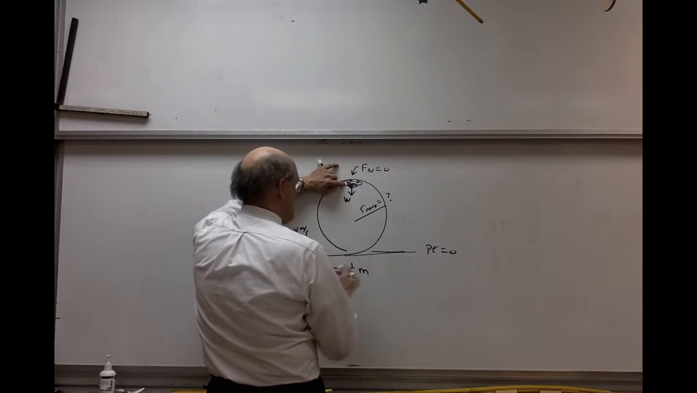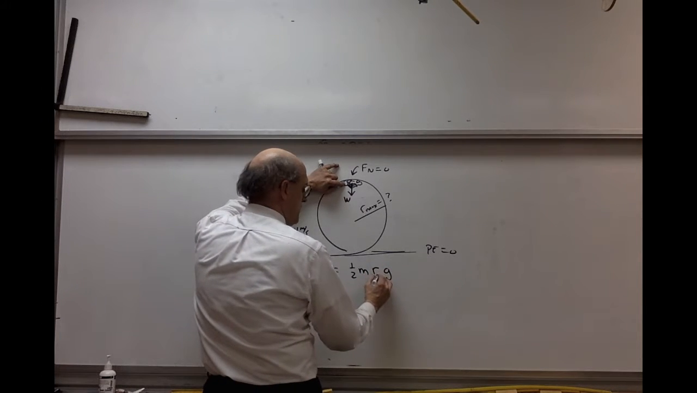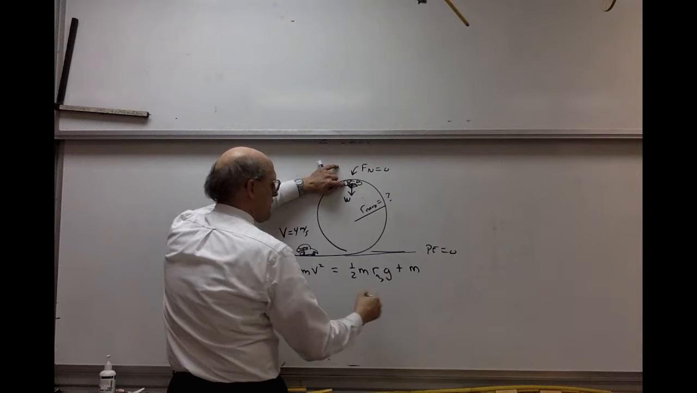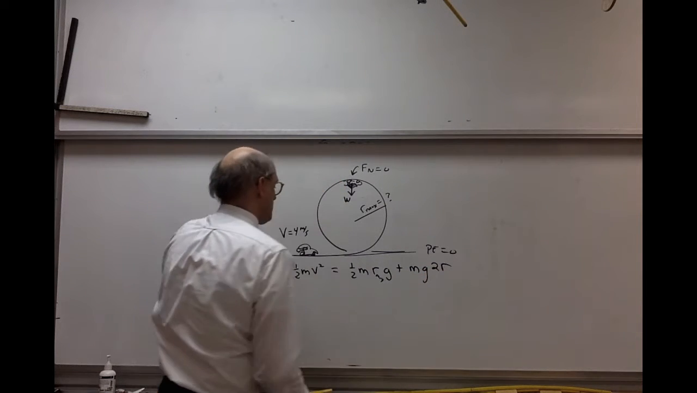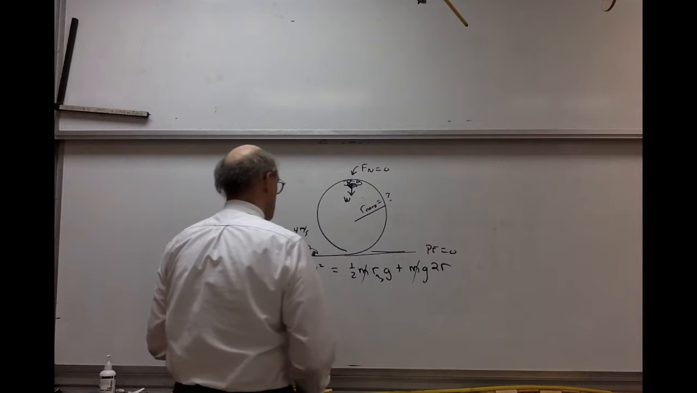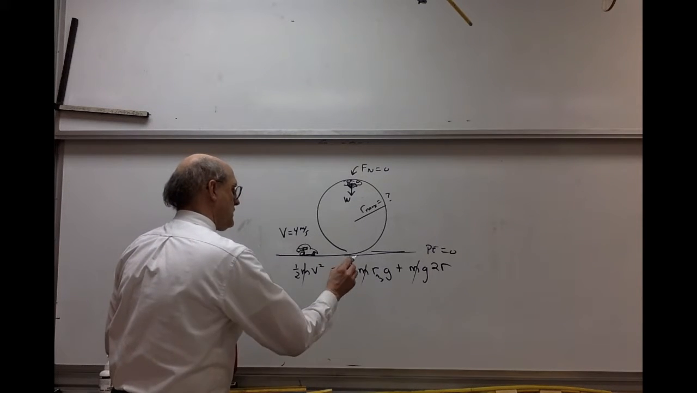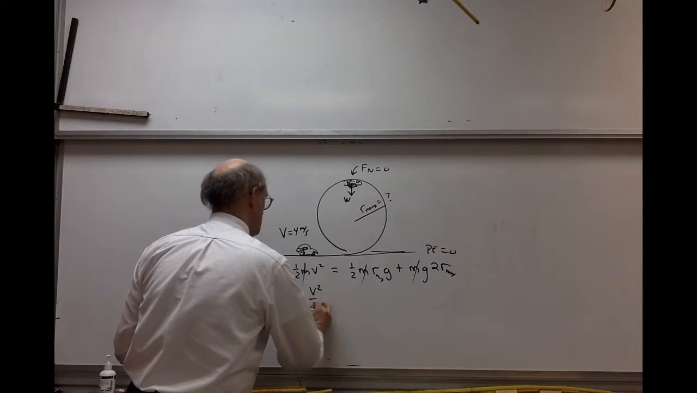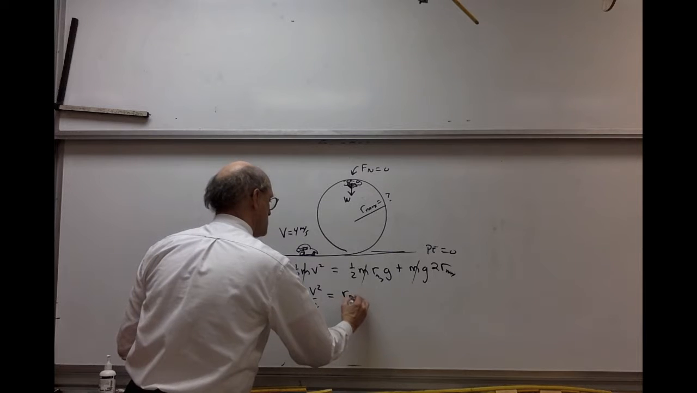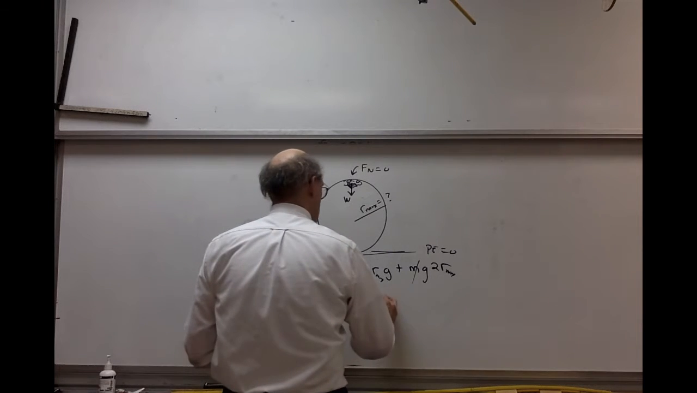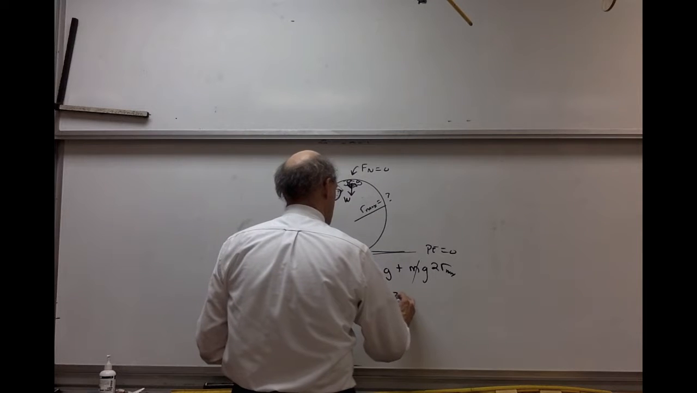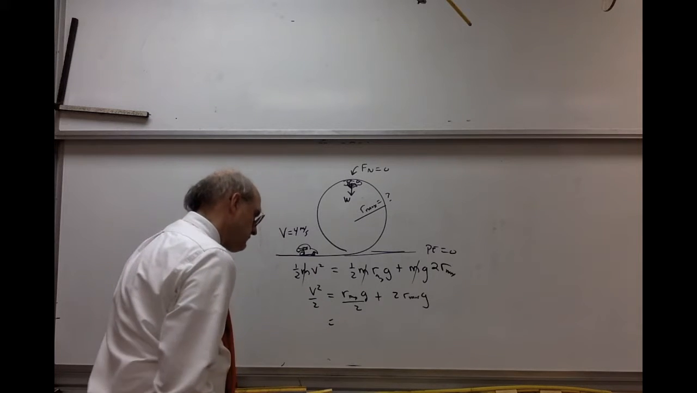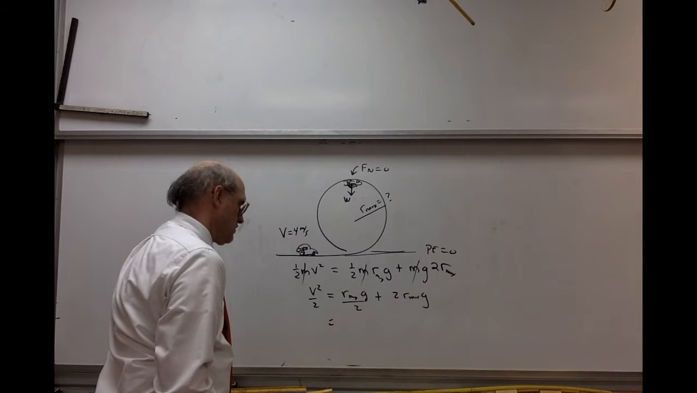So if we square that, we just get rg, and we want this to be a maximum value. And we add that to the potential energy, which would be mg2r. So the m's cancel. And solving for r, let's see what we get. So we have v squared over 2 equals r max times g over 2 plus 2r max g. So what does that equal to?